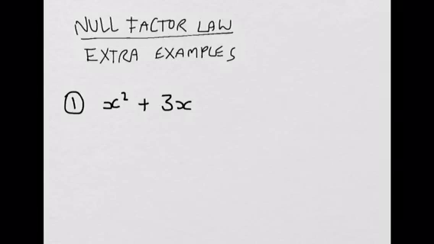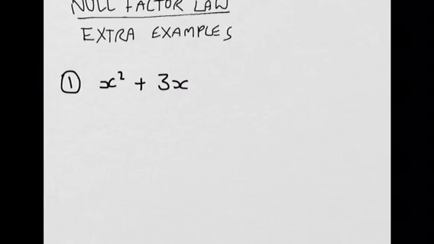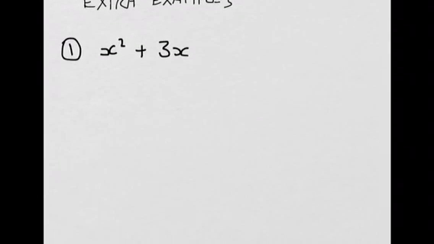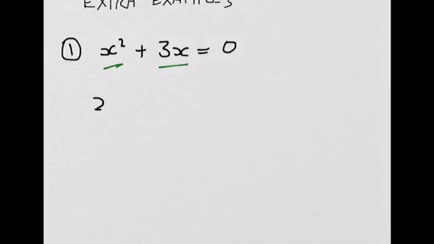Now this video is just going to show two more quick examples on the null factor law. So here we have x squared plus 3x, let's say equals 0. So we can actually take a factor out of this. Both these terms have x's in them, so we can take the factor of x out. We divide both terms by x, put the x out the front, and then we're left with x plus 3.